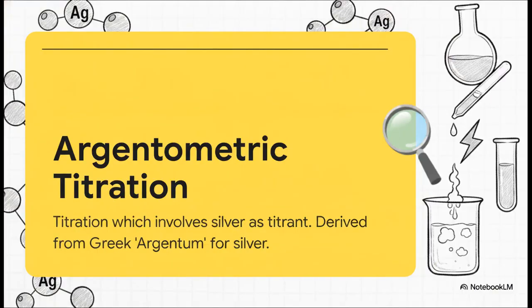A major technique for this is argentometric titration. The name sounds intense, but it simply comes from argentum, which is just the Greek word for silver, hence why silver is Ag on the periodic table. In this method, our chemical weapon of choice is silver nitrate. When silver hits certain unknown halides, like chlorides or bromides, it reacts incredibly fast to form an insoluble solid precipitate.